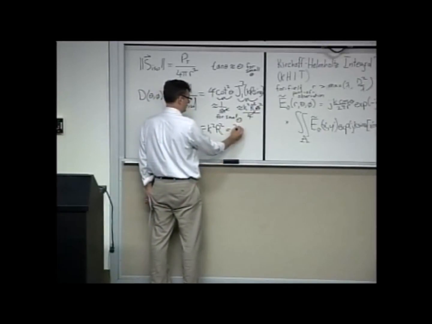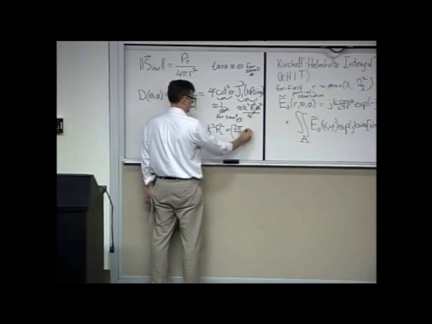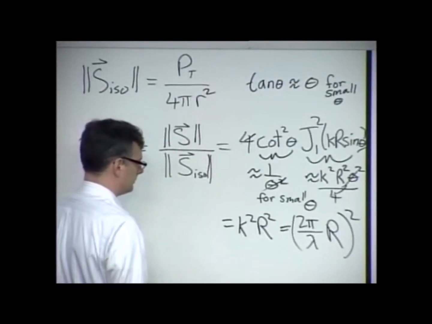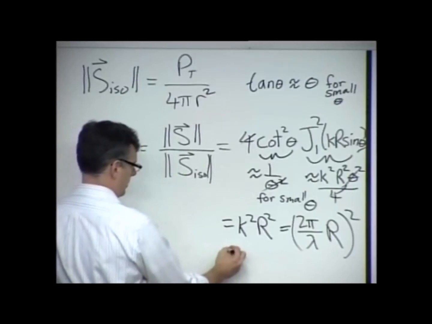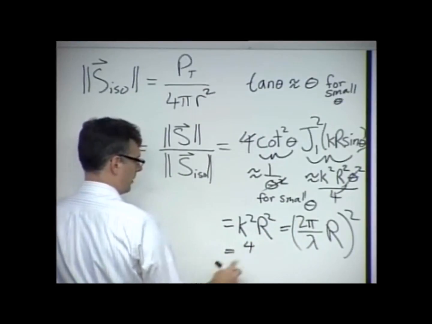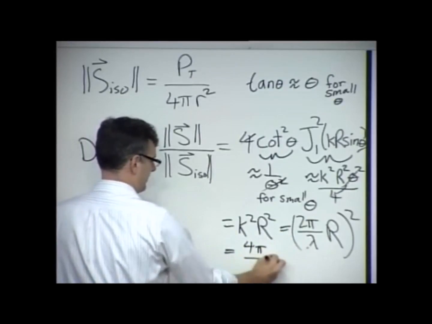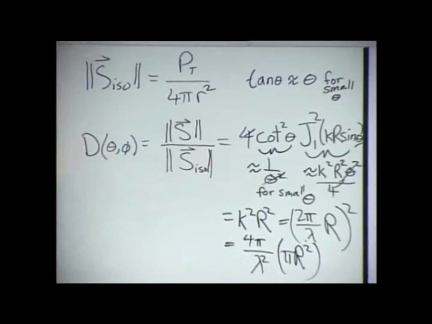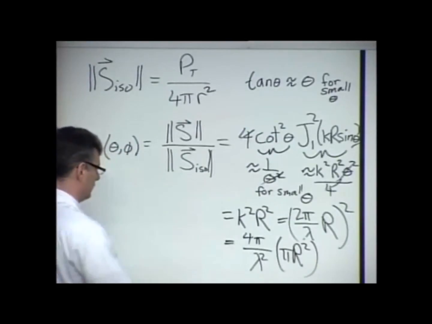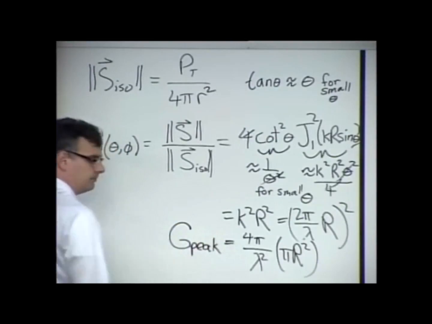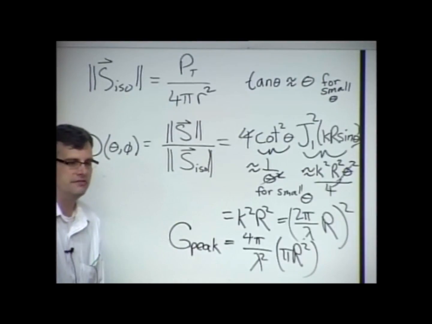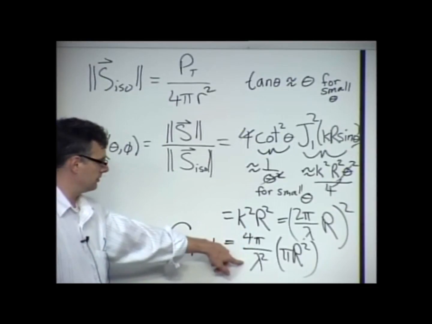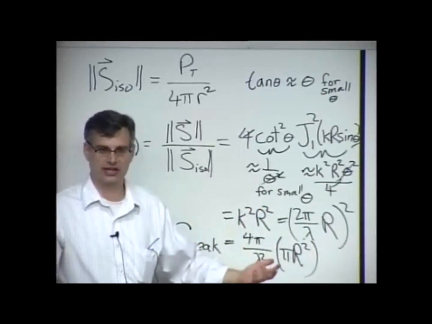We know that wave number is 2 pi over lambda, quantity squared. Let me just rearrange this. I've got a 2 squared, that's going to give me 4. I'm going to take one of these pi's and 2 of these lambdas and put it out in front. And that leaves me with pi r squared. Where have you seen that formula before? That's a definition of peak gain, right? 4 pi over lambda squared times the aperture. In this case, it's a circular aperture, so we do pi r squared.